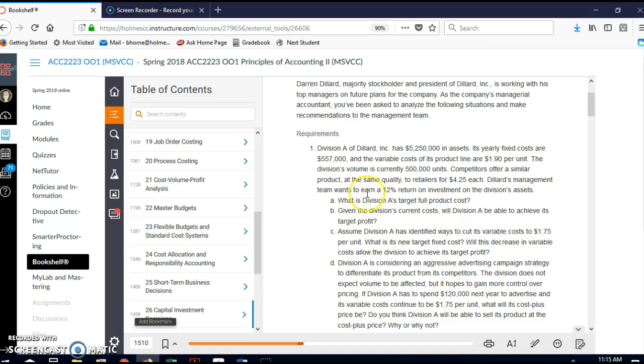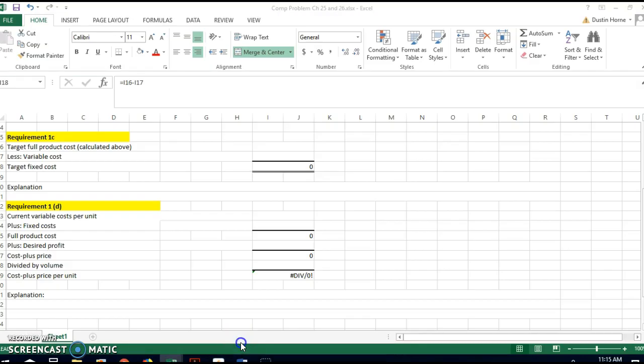Remember, we have 557,000 fixed costs, and now we have this $120,000 fixed cost to add to it. And then we have our variable cost of $175 per unit, and we know we're going to have 500,000 units. So we want to know what our cost plus price will be. Now, if you look in your book, cost plus price is on page 1413, okay?